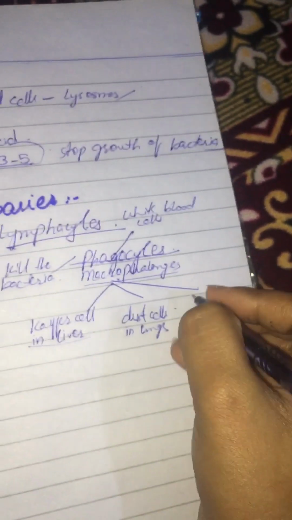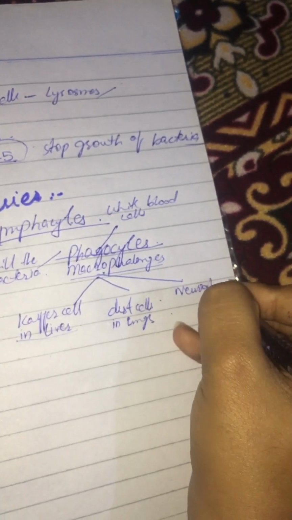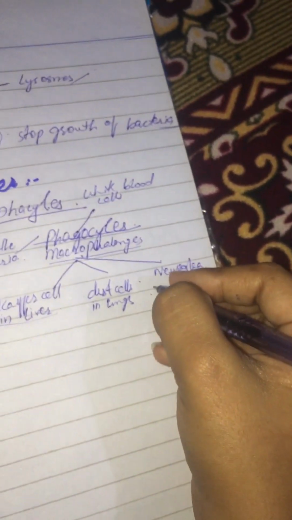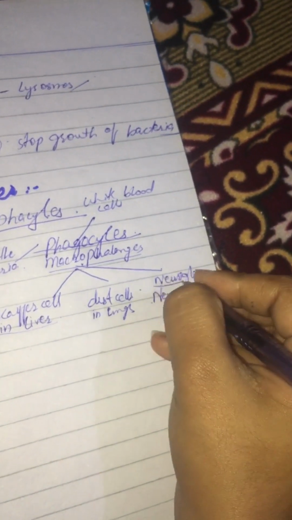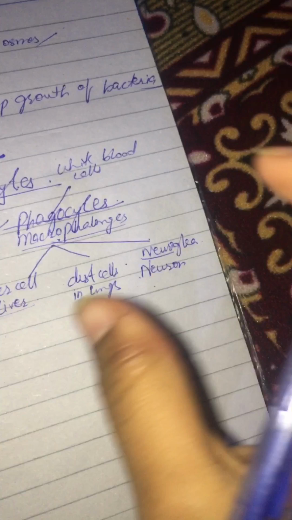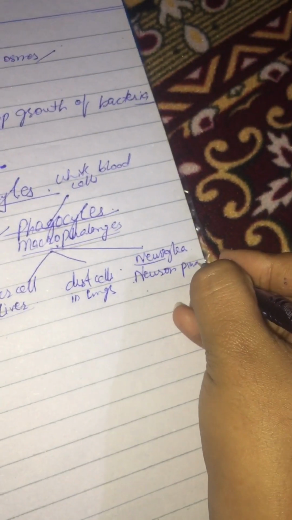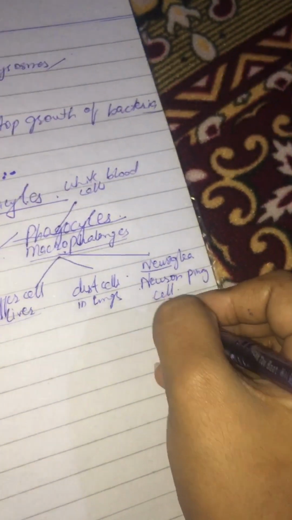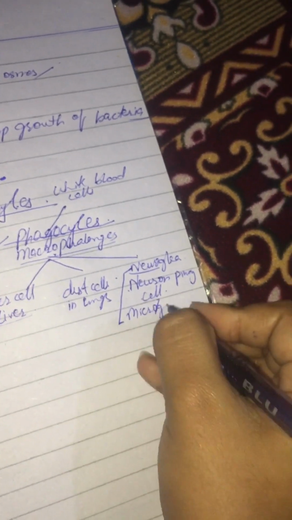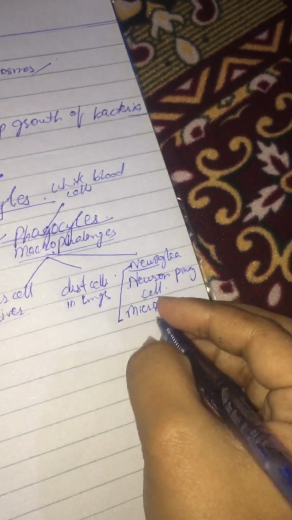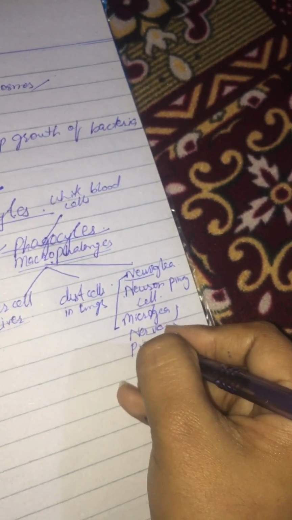And the third one is neuroglia, which are the primary cells of neurons. Even the word tells us we are talking about the nervous system. Some people also call this microglia, which are the primary cells of neurons.